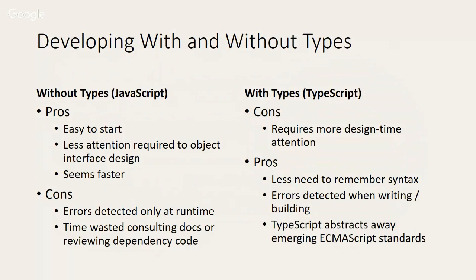Another major pro is that errors are going to be detected when you're writing or building your application. And this is big because, number one, it gives you a bit of confidence as a developer that what you ship is high quality. But also, it avoids the thing we don't want, which is that our users would uncover an error, right, rather than us.